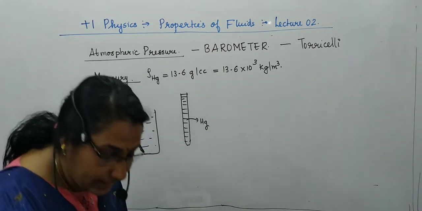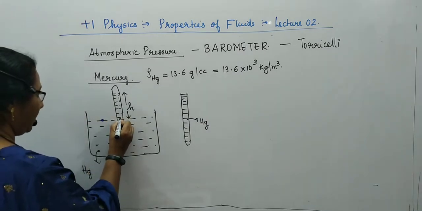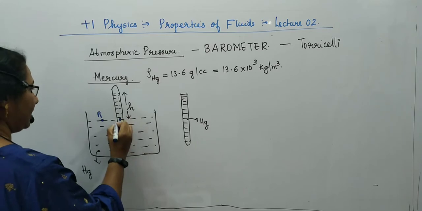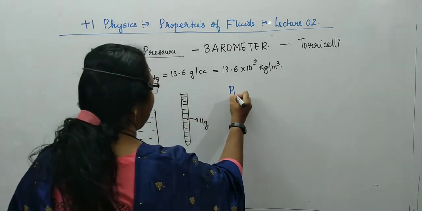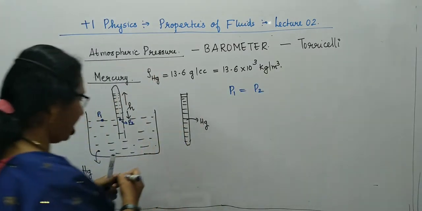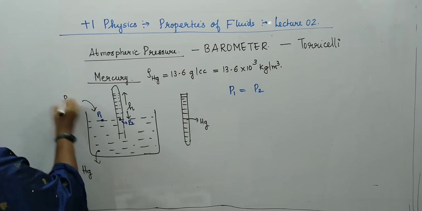Okay. Then, what about this point and this point? Here the pressure is P1, here the pressure is P2. We know P1 is equal to P2. Clear? Who provides the pressure here? The atmosphere, that is taken as P0.